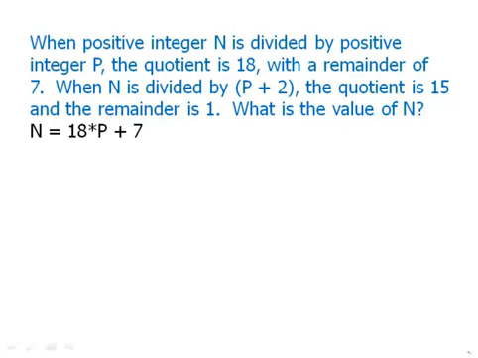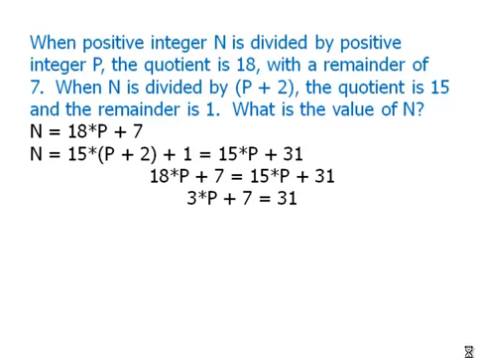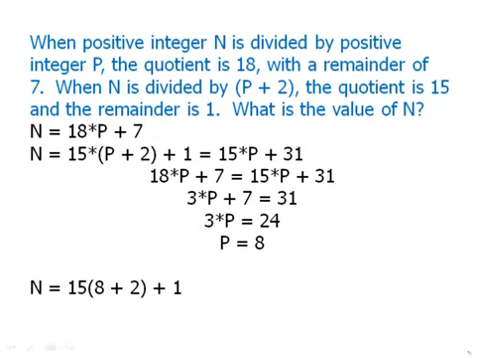So using the rebuilding the dividend formula for the first sentence, we get n equals 18 times p plus 7. Using the formula for the second sentence, we get n equals 15 times p plus 2 plus 1, the remainder. And of course I can simplify this to 15p plus 31. Those are two expressions for n, so I can set them equal to each other. Subtract 15p, subtract 7, we get 3p equals 24, p equals 8, and then we can plug in and we can solve for the dividend, which is 151. So using that formula is a very powerful problem-solving tool.